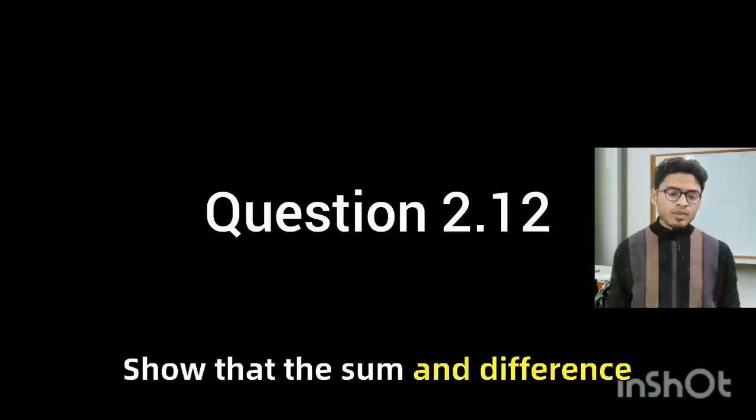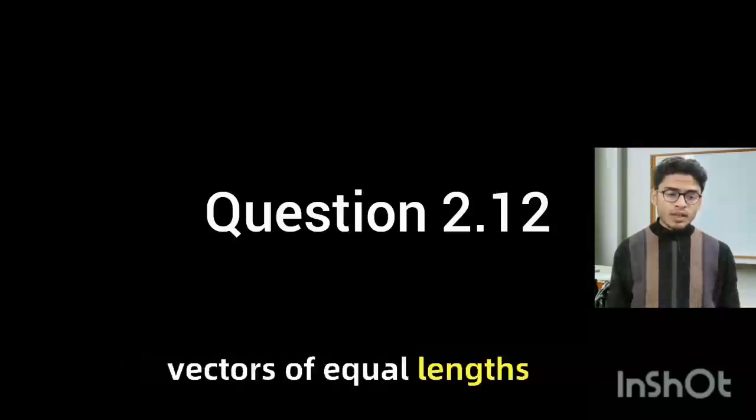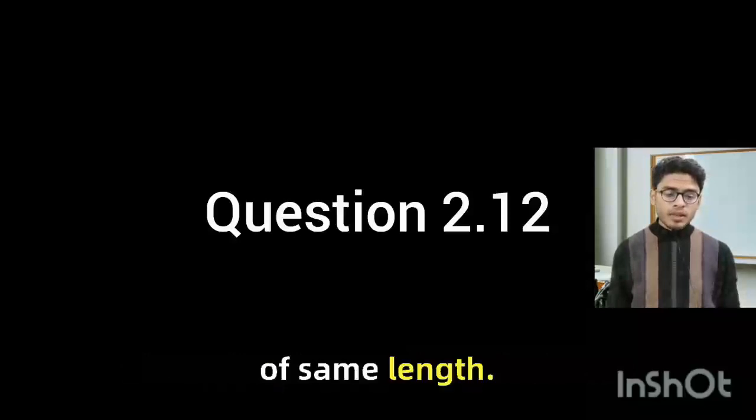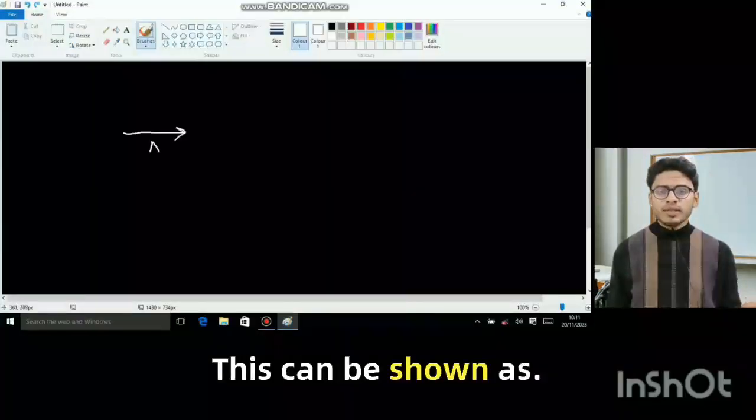Show that the sum and difference of two perpendicular vectors of equal lengths are also perpendicular and of the same length. This can be shown as.